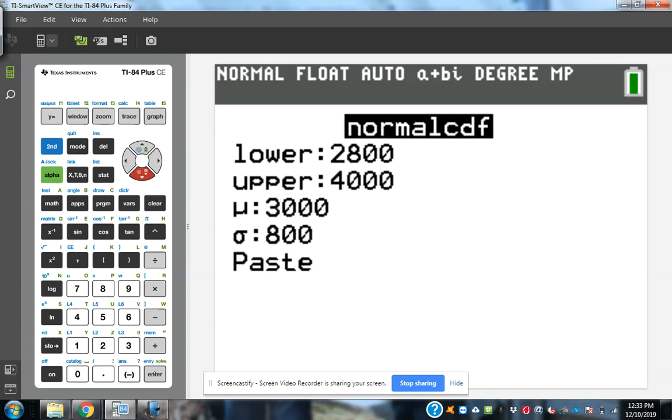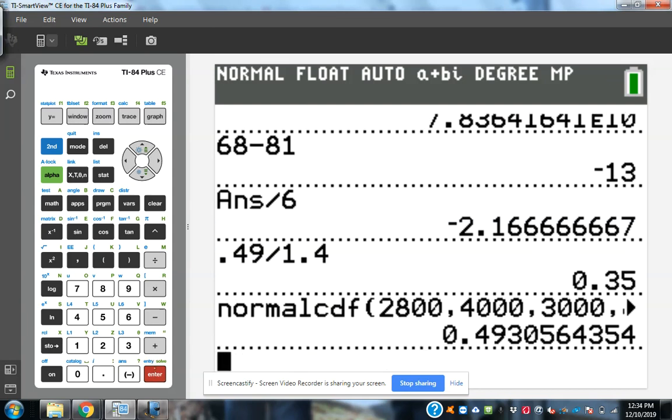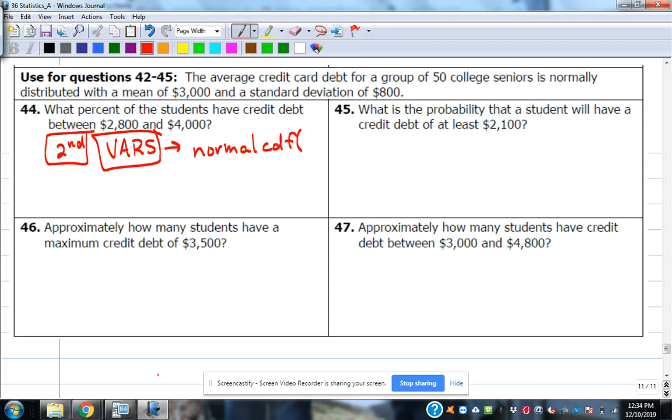And what this is going to do is it's going to find the total area between those 2 points. Same way we were doing on the problem before, but it's using different spots that are not on the nice standard deviation. So it's 49.31% is the percentage of students that have credit card debt between $2,800 and $4,000. Okay.